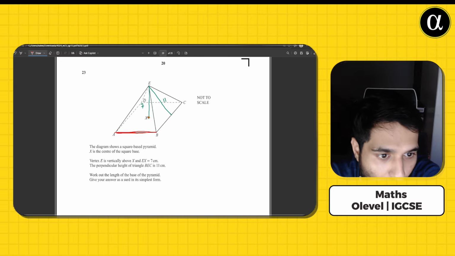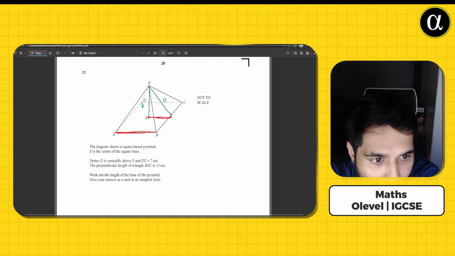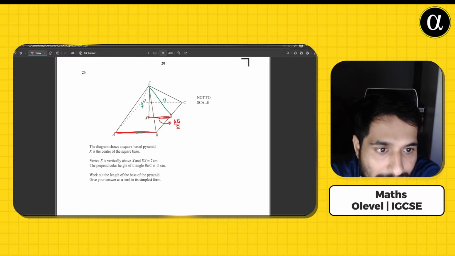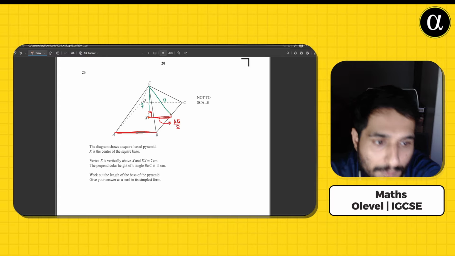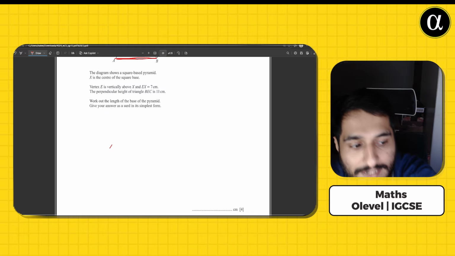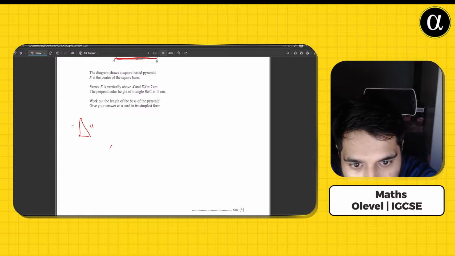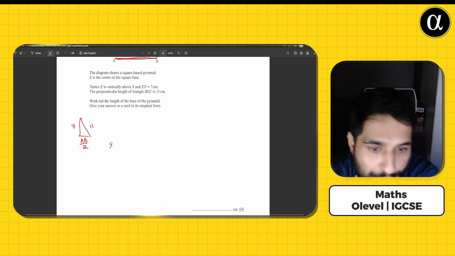Now, since this was a square base and X was the midpoint, we can say that this dimension is going to be exactly half of AB. So we are going to name this as half of AB, so it's going to be AB over 2. And since this point was vertically above X, it's going to be at 90 degrees. So we can form a right angle triangle and apply Pythagoras theorem, where this value is going to be 11, this value is going to be 7, and this value is going to be AB over 2.